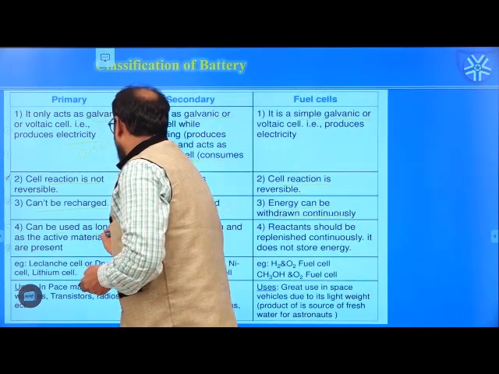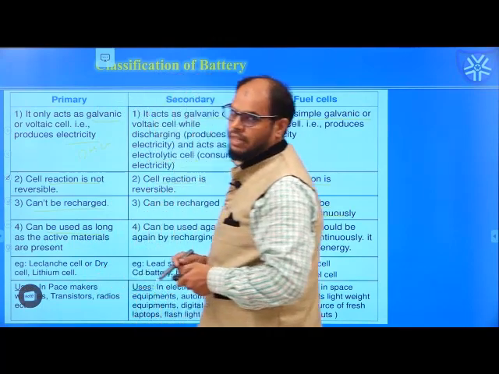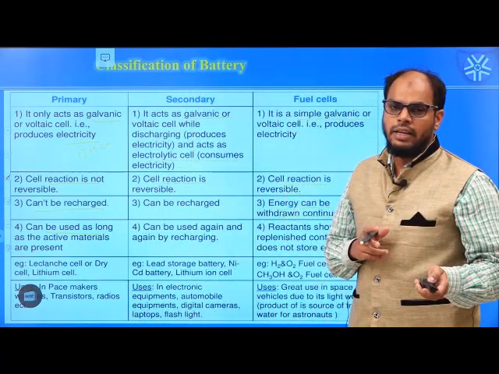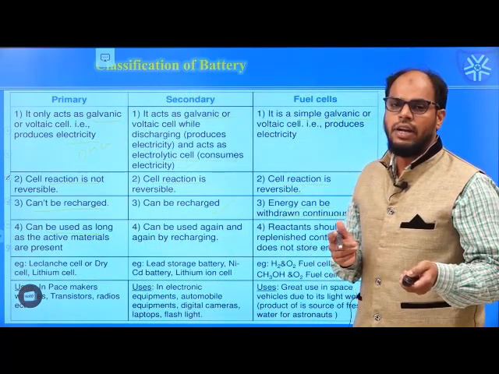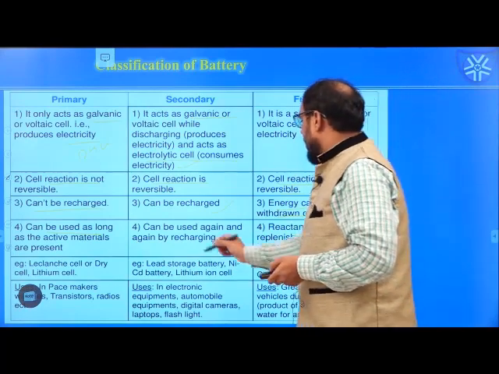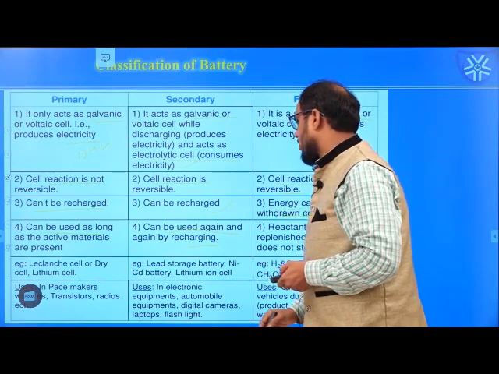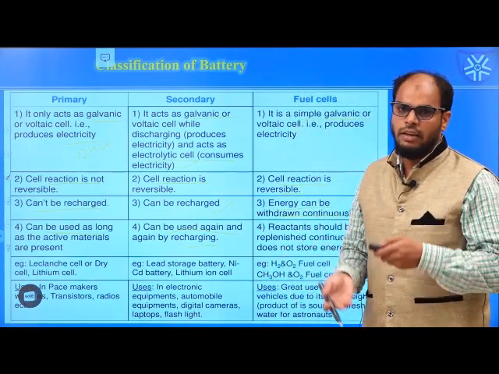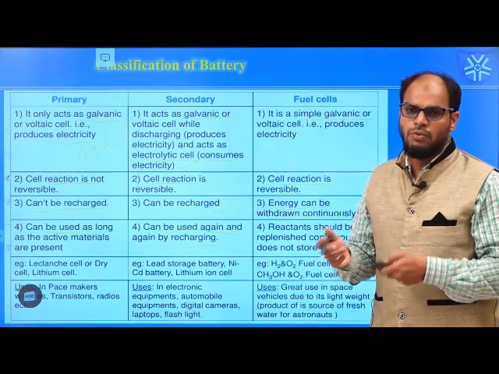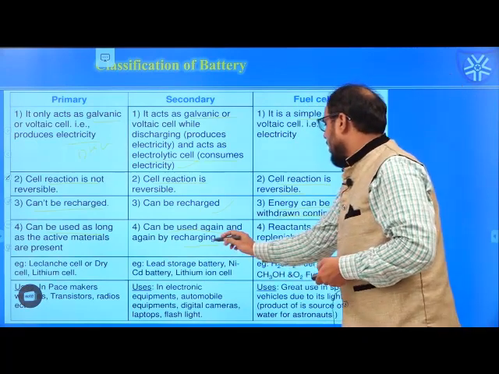it can be used as long as the active materials are present. When all the reactants have converted to products, we cannot generate electricity. A secondary cell can be used again and again by doing the charging process. So we can have the discharging cycle followed by the charging cycle, and so on and so forth.